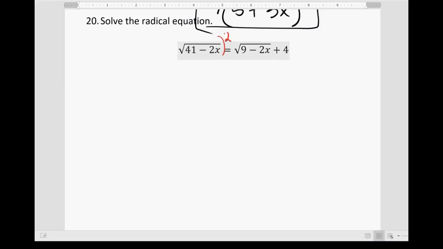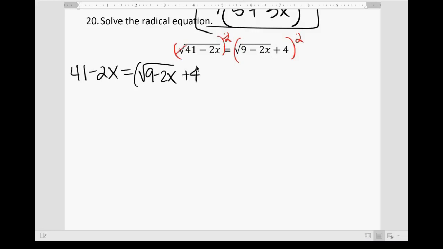If we square the left side, we've got to square the right side. So on the left, the square roots cancel, and I'll just have 41 minus 2x. But on the right, it's a little bit more going on. I've got the square root of 9 minus 2x plus 4 times itself: 9 minus 2x plus 4. You have to write it out like that so you can then distribute.